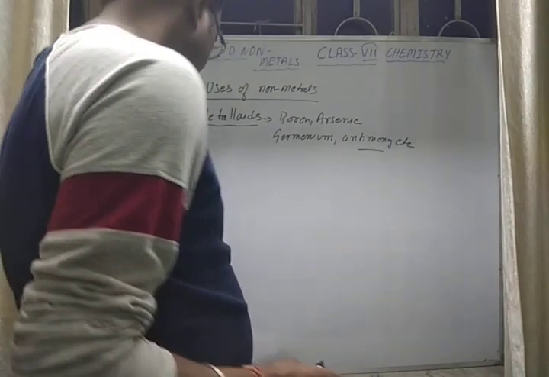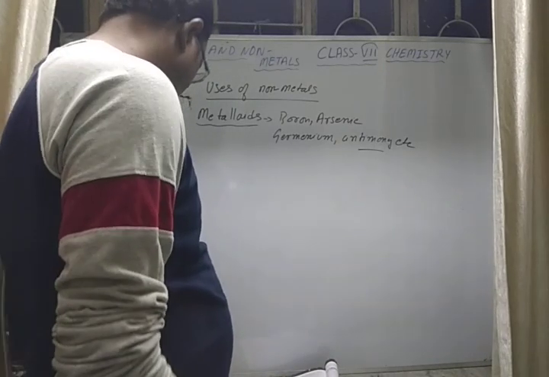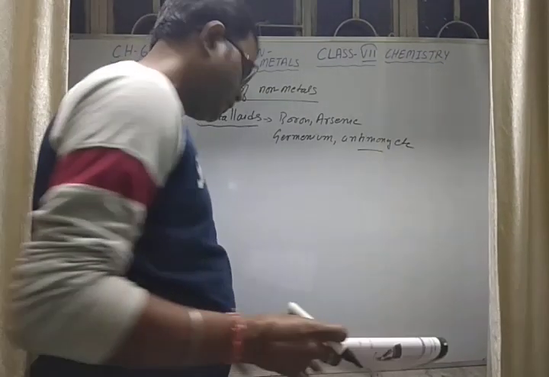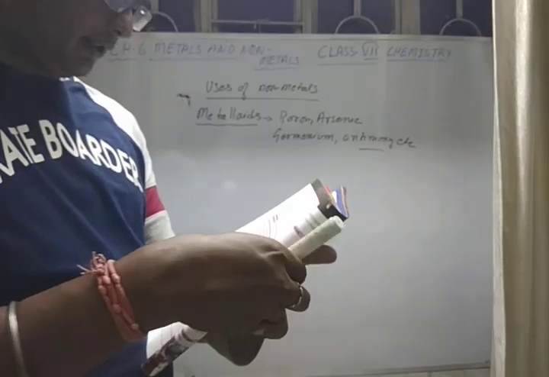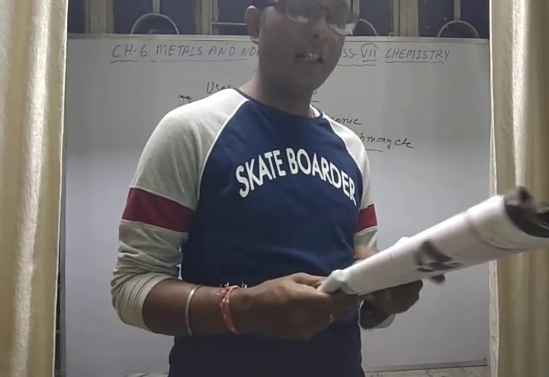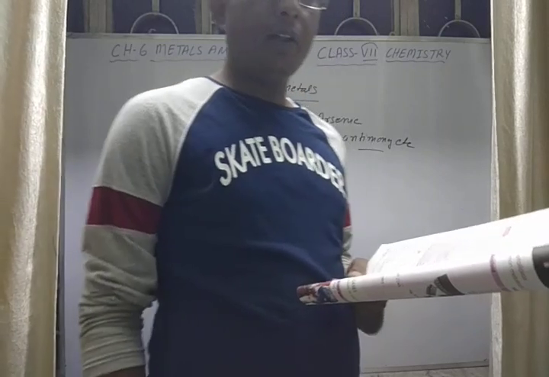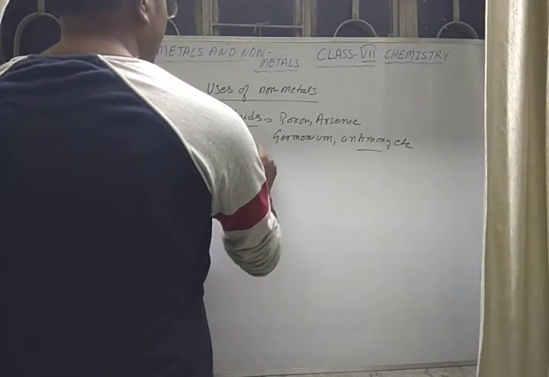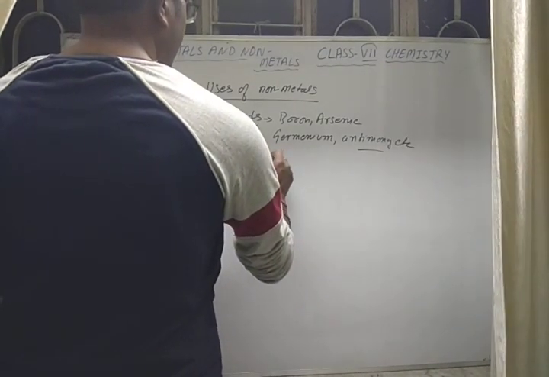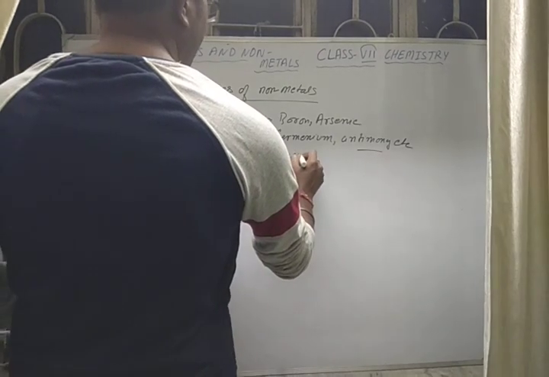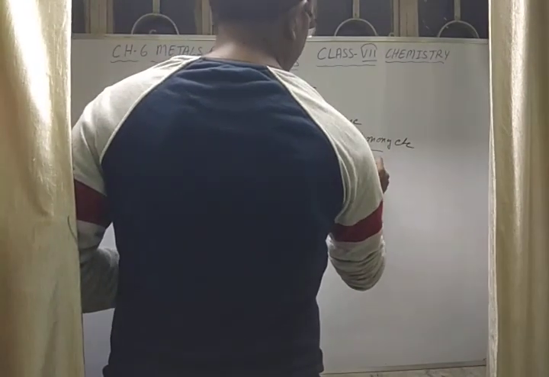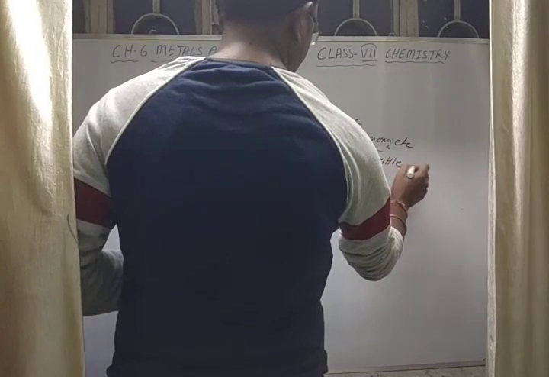So these are the main metalloids. Next, we'll see the properties of metalloids. They have a metal-like appearance, but unlike metals, they are brittle. So the first property, their appearance: they look like metals but are brittle.